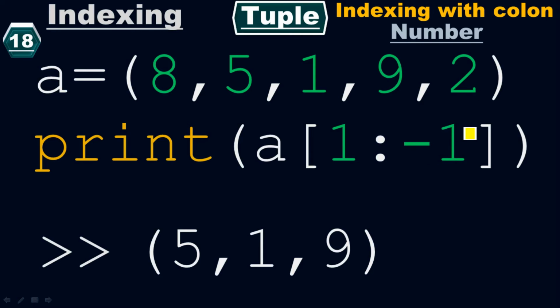But remember, 2 is not included. Just before 2 all the elements are included, but 2 is not included. Exactly, the -1 index will not be counted. So before 2 we have 5, 1, 9.